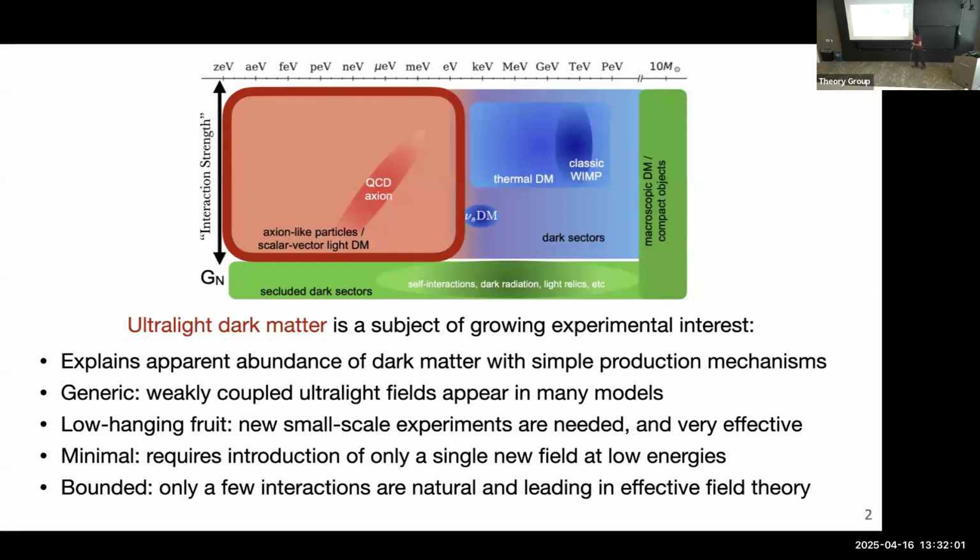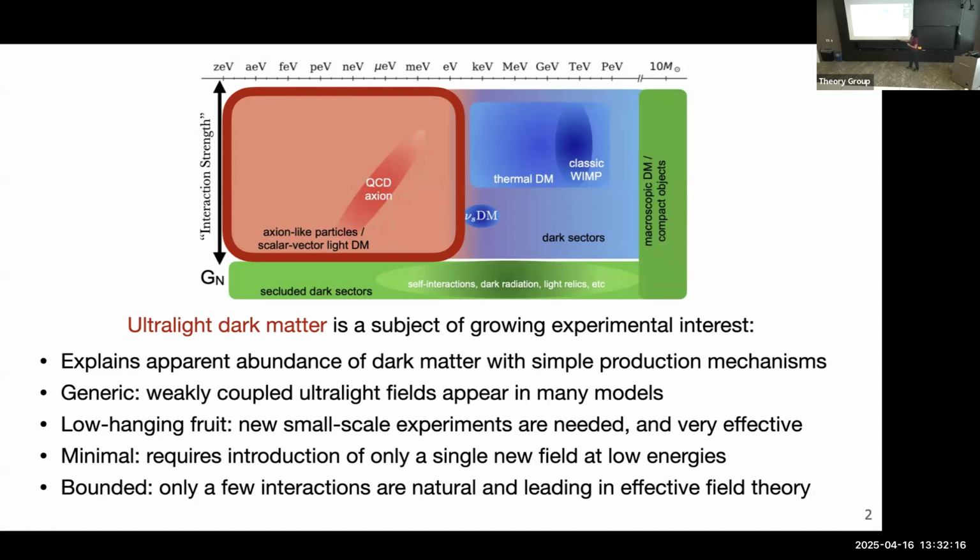But in addition, it is generic in the sense that there are many UV completions which automatically give you weakly coupled ultralight fields in the infrared. And so that means that even if you're not really entirely sure what the UV physics is, there's many ways of getting to the same conclusion. But there's also a couple more that I think deserve to be better appreciated.